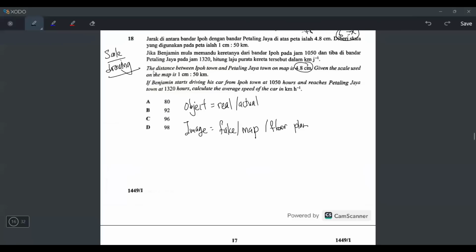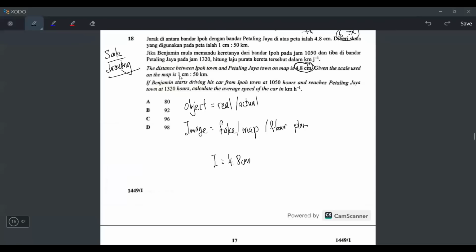So I'll just give you an example. Okay, let's use this question as an example. The distance between Ipoh town and Petaling Jaya town on map is 4.8 cm. Is this the real distance or a fake distance? It's a fake distance, right? So this is the image. Okay, so 4.8 cm is the image. So I write I is 4.8.